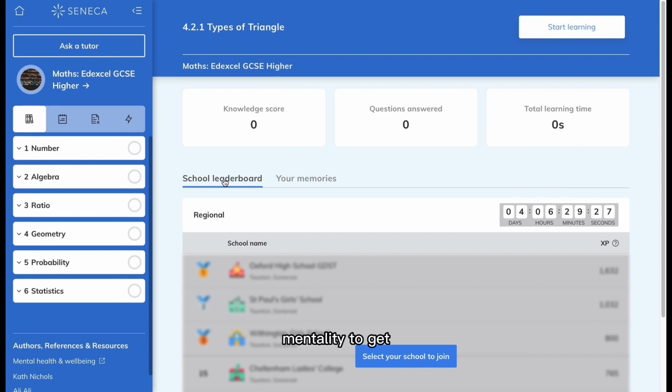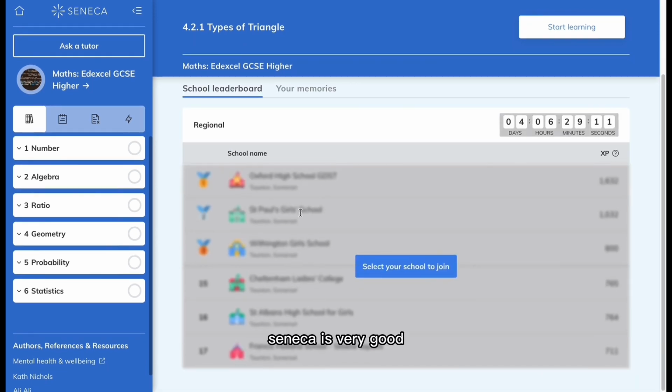It's the secret mentality to get grade 9 GCSE maths, and you have to get it into your mindset that you're competing against other students. There are students all across the world, all across the UK, that are taking this GCSE maths. So you have to have that in your mindset, and this itself shows the mentality. Seneca is very good. This is something that I demand from my students that I tutor. You can see that the students are competing with each other.